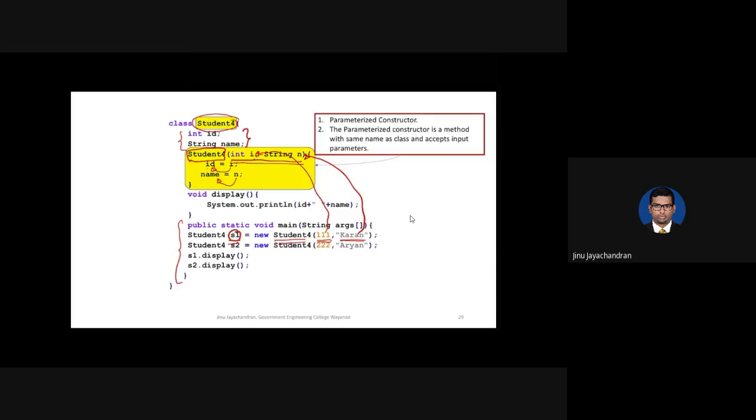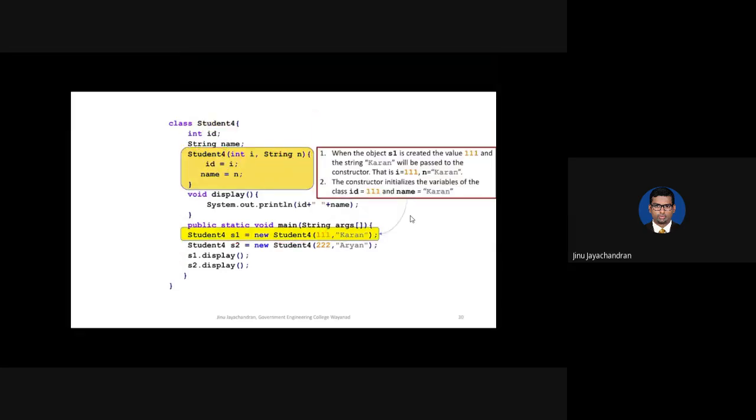Similarly, 111 will be passed to i. So i will be 111, and n will be the string value, which means my ID will now be 111 and name will be the given string.